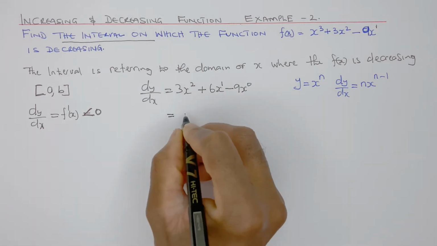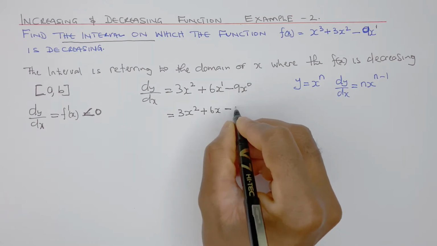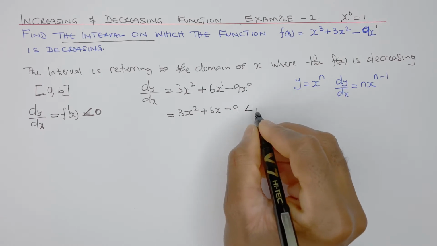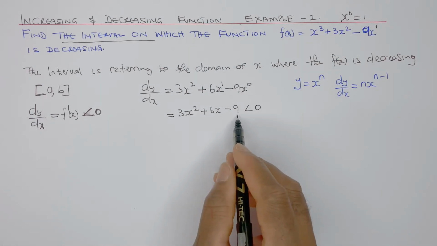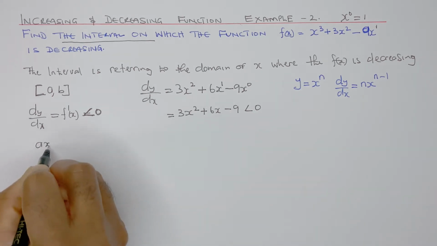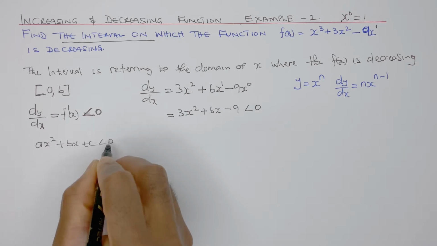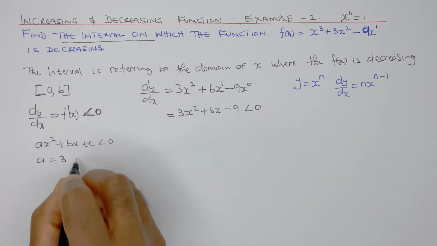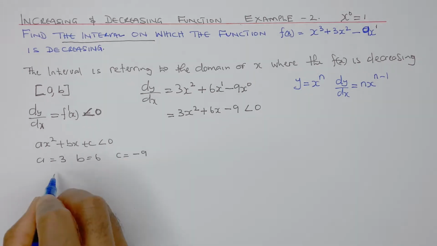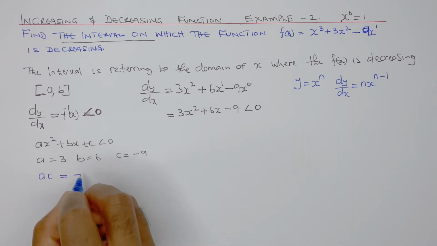And so if we write this out clearly, that will be 3x squared plus 6x minus 9, because x to the power 0 equals 1, and that has to be less than 0. So let's factorize this, making sure it's less than 0. To factorize this, I've got ax squared plus bx plus c, the quadratic, where a equals 3, b equals 6, and c equals minus 9. I need ac, which equals 3 times minus 9, which is minus 27.